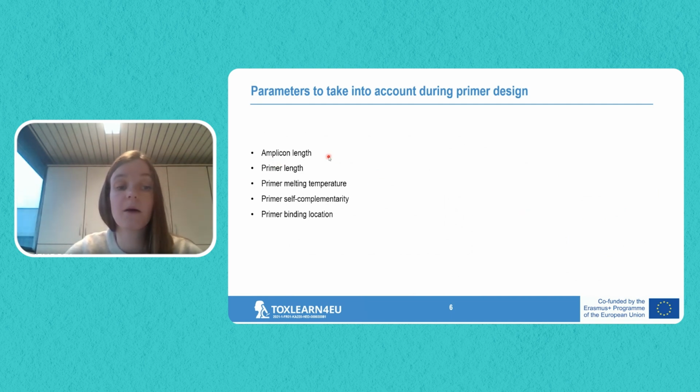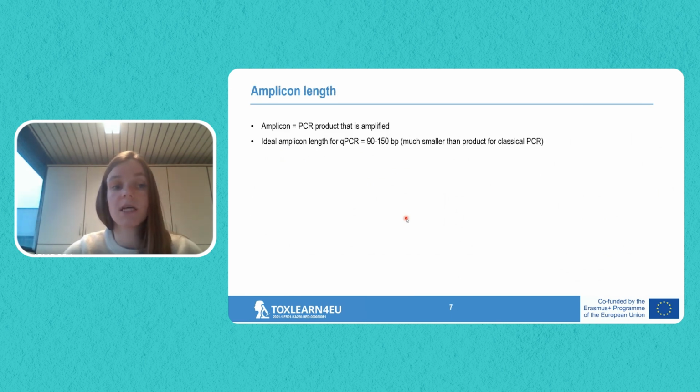So the first one is the amplicon length. And there is also the primer length, the primer melting temperature, self-complementarity of the primers, and also their binding location. And in the next slides, we will discuss each of these parameters in more detail. Starting with the amplicon length. So the amplicon is the PCR product that is being amplified in each cycle. And for qPCR, the ideal amplicon length ranges between 90 and 150 base pairs.